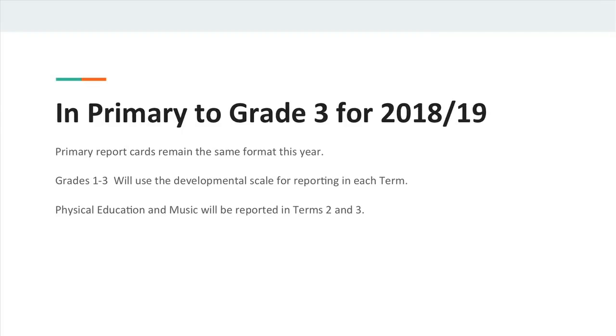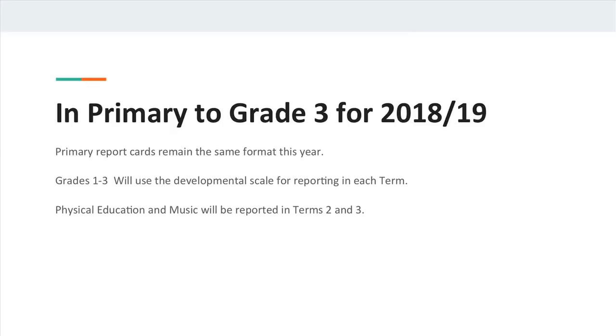In primary to grade 3 for 2018-2019, primary report cards remain the same format for this year. Grades 1 to 3 will use the developmental scale for reporting in each term. All subjects are taught and assessed in primary to 3.